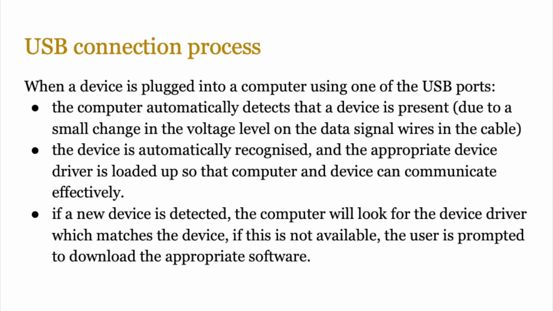When a device is plugged into a computer using one of the USB ports, the computer automatically detects that a device is present, and this can happen due to a small change in the voltage level on the data signal wires in the cable itself. The device is then automatically recognized and the appropriate device driver is loaded, so the computer and the device can communicate effectively. If a new device is detected, the computer will look for the device driver which matches the device, and if this isn't available on the computer itself, the user is prompted to download the appropriate software or provide the disk which contains the device driver.